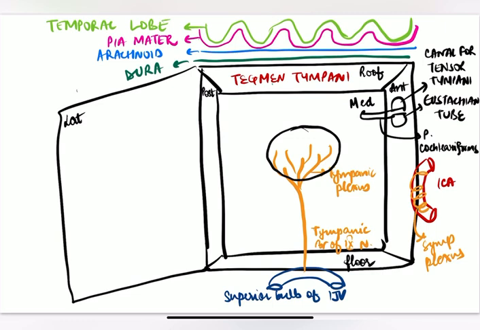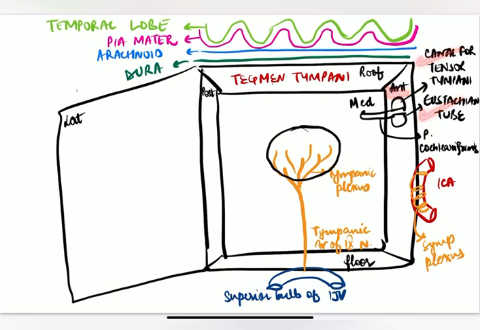So we'll revise this quickly. The roof is formed by the temporal lobe, pia mater, arachnoid, and dura. The floor is made up of the superior bulb of the internal jugular vein, giving rise to the tympanic branch of the ninth nerve, and then the tympanic plexus. The anterior wall has the internal carotid artery, canal for tensor tympani, eustachian tube, and processus cochleariformis.